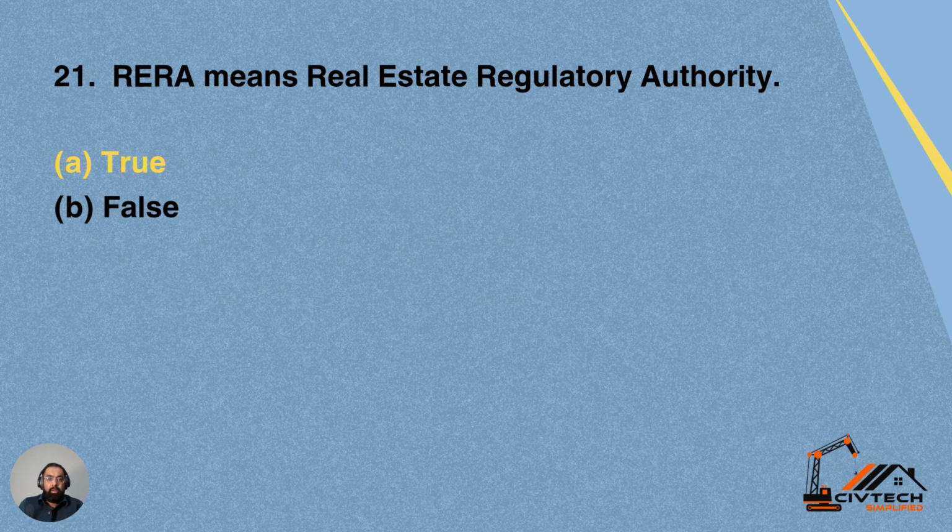Then we have question number 21. RERA means Real Estate Regulatory Authority. Is it true? Option A is true, B is false. Let me know in the comments as well. RERA is basically Real Estate Regulatory Authority. I checked Google. It's the central authority in India to ensure the regulation of buildings, and there are various authorities in the states as well.